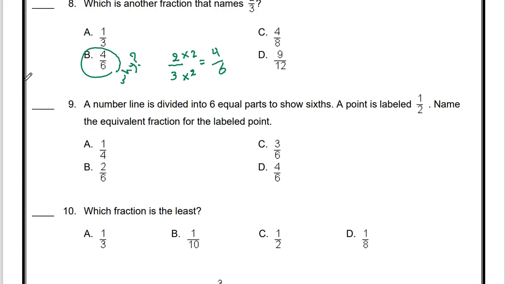A number line is divided into 6 equal parts to show sixths. A point is labeled 1/2. Name the equivalent fraction for the labeled point. So we divided the number line into 6 equal parts, and each part makes 1/6. And we have a point labeled 1/2. So simply we need to know where the 1/2 is when you divide it into sixths.